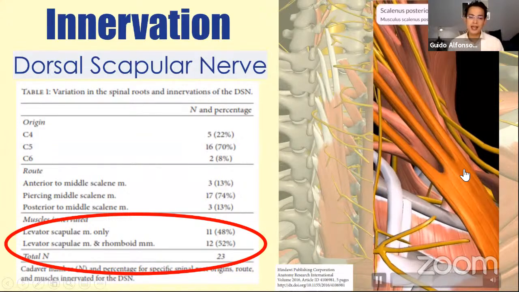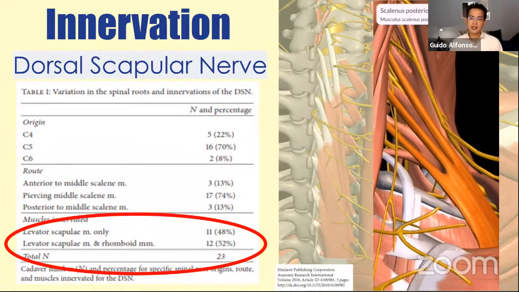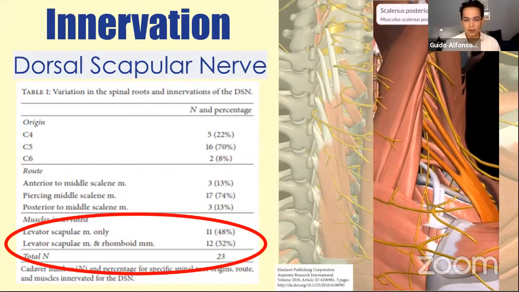And in half of the cases, this nerve provides innervation for the levator scapulae and rhomboid muscles.